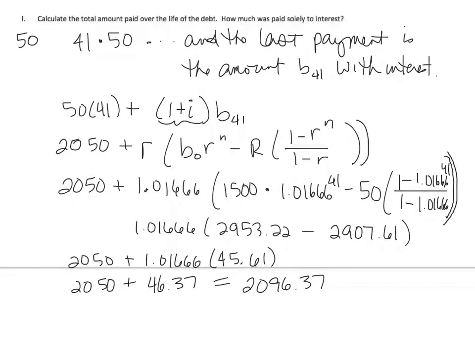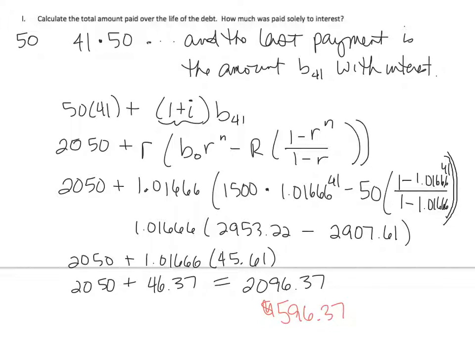So the total amount paid over the life of the debt for R equals 50 is $2,096.37. So that just means that if I did some subtraction, that is my interest paid. That is money that you just gave to the bank for lending you money. You don't show anything for that. It's just wasted money. They're charging you for the fact that you can't save money for a down payment.